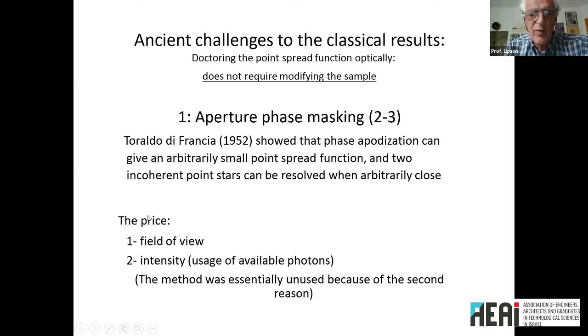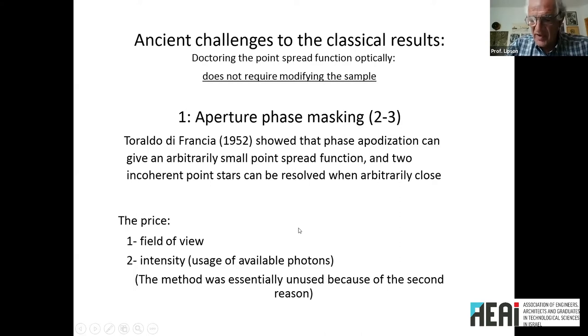The price that we pay, there's always a price for super resolution. One price here is the field of view. It works for a very small field of view. The second is that it uses very, very few of the available photons. Most of the light is wasted. And for that reason, it was essentially untouched until about 1990, when the first experiments were done on that.